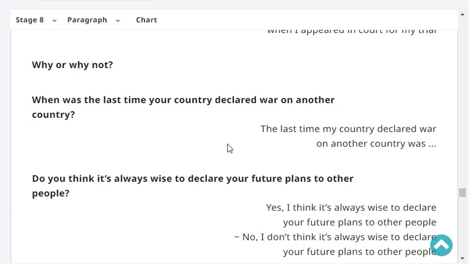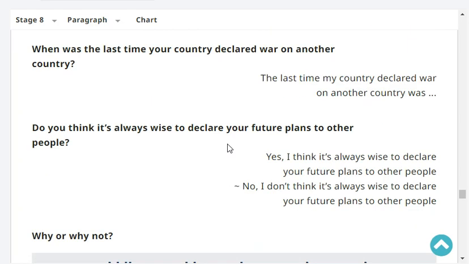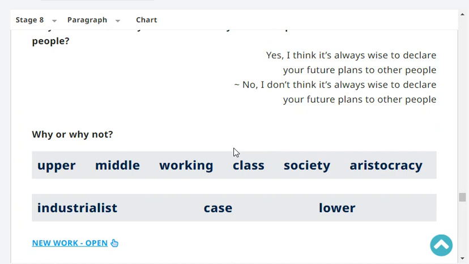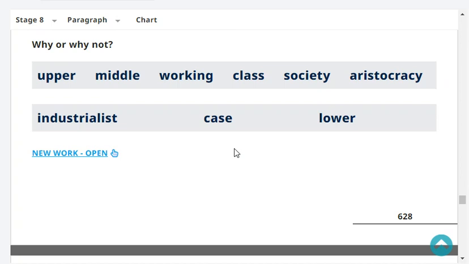Do you think it's always wise to declare your future plans to other people? Yes or no? No, I don't think it's always wise to declare your future plans to other people. Why not? Because it's a private thing. Very good.